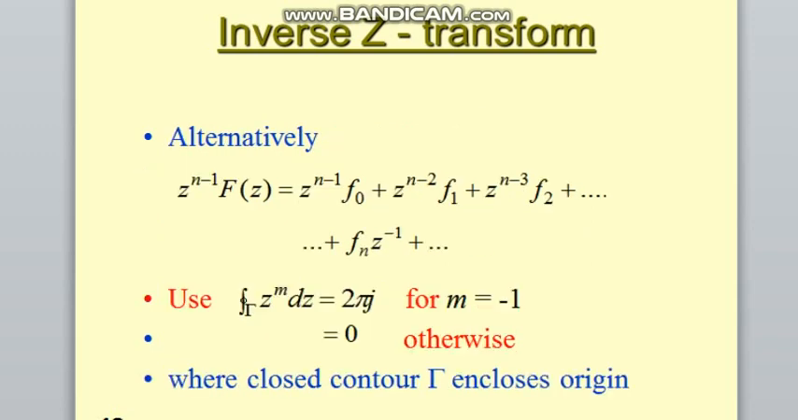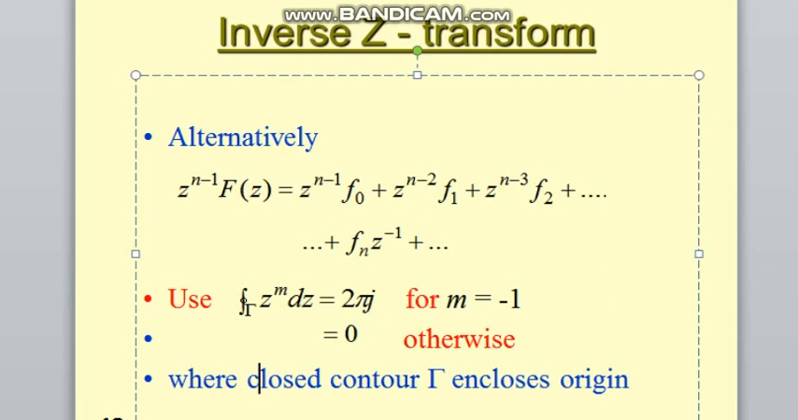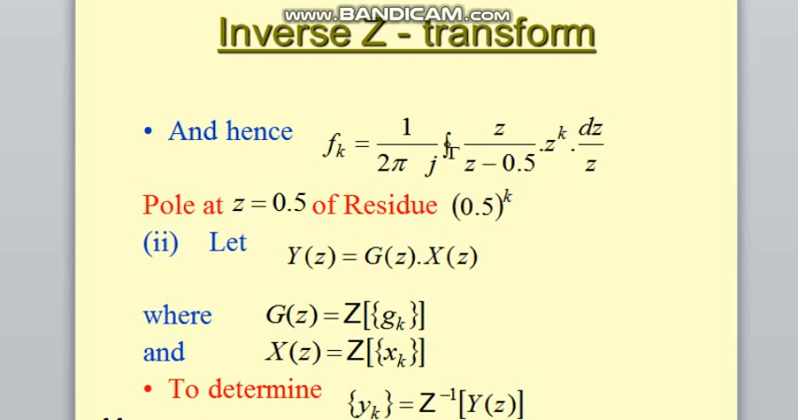Okay. Now for the inverse jet transform process, alternatively we can take this equation on both sides, multiply by z to the power n minus 1, and after that we use the series formulation like that, where the closed contour gamma encloses the origin. Okay. Hence we get this type of equation, that is 1 over 2 pi j, the integration of z divided by z minus 0.5 to the power k, dz by z. That is the equation of the inverse z transform, with a pole at z equals 0.5, the residue is 0.5 to the power k, and that is the residue method of the inverse jet transform.